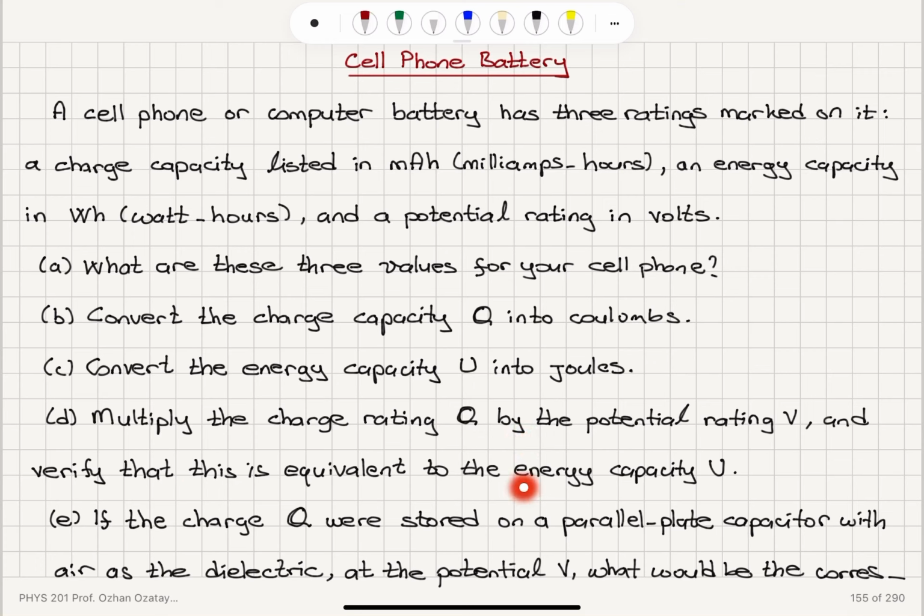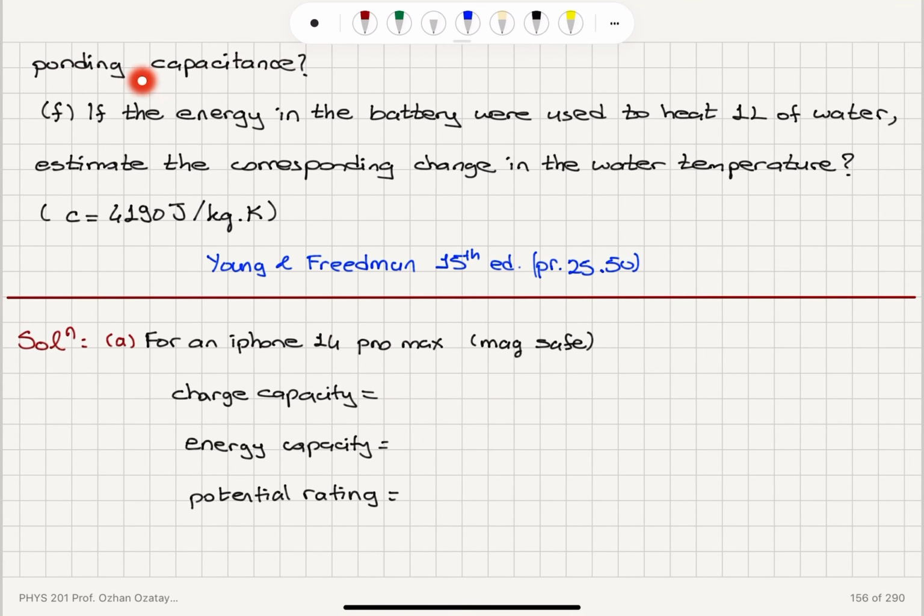And if the charge Q were stored on a parallel plate capacitor with air as the dielectric at the potential V, what would be the corresponding capacitance? And if the energy in the battery were used to heat 1 liter of water, estimate the corresponding change in the water temperature. The specific heat of water is 4190 joules per kilogram Kelvin.